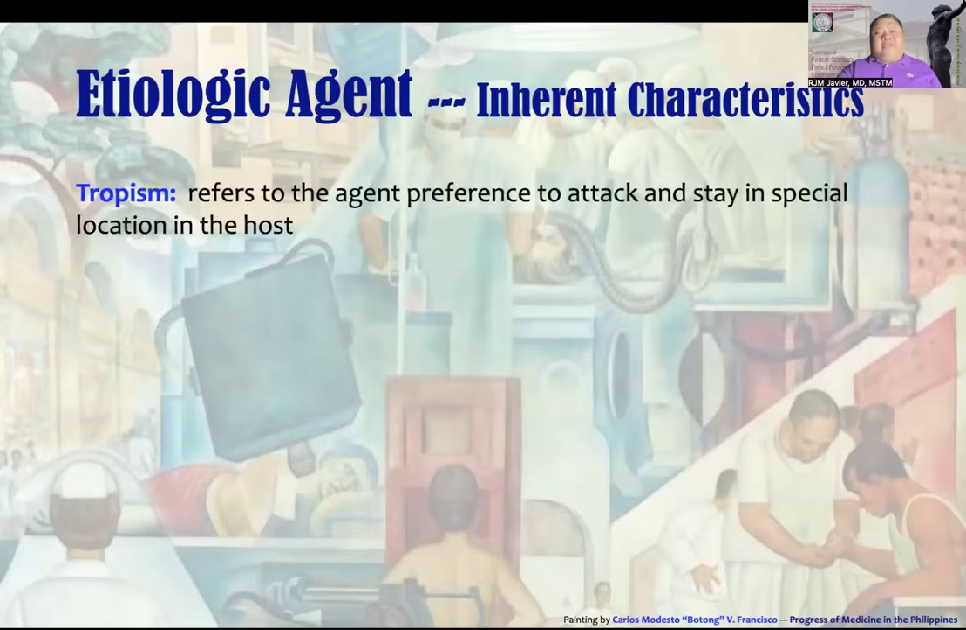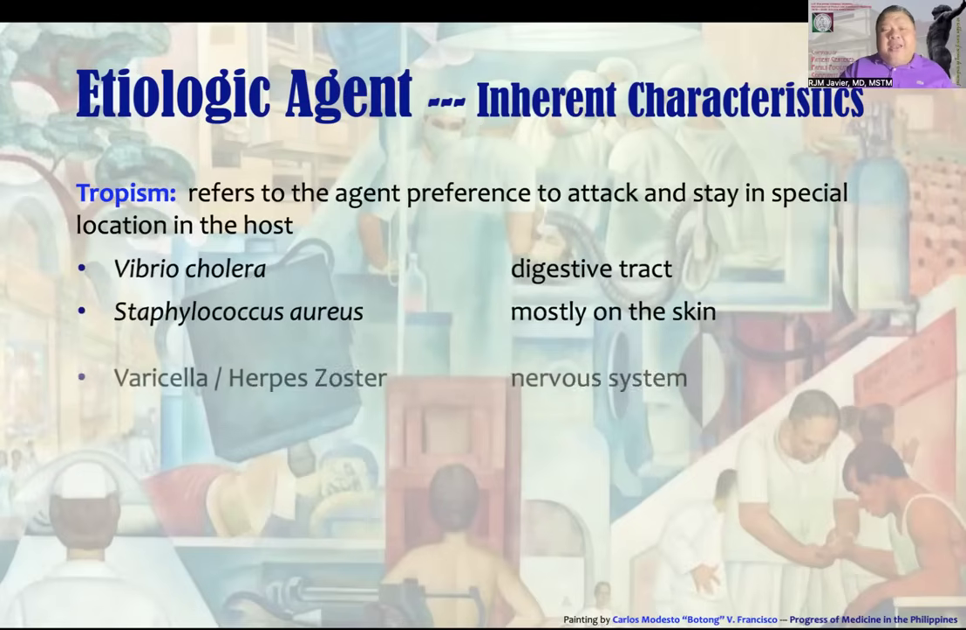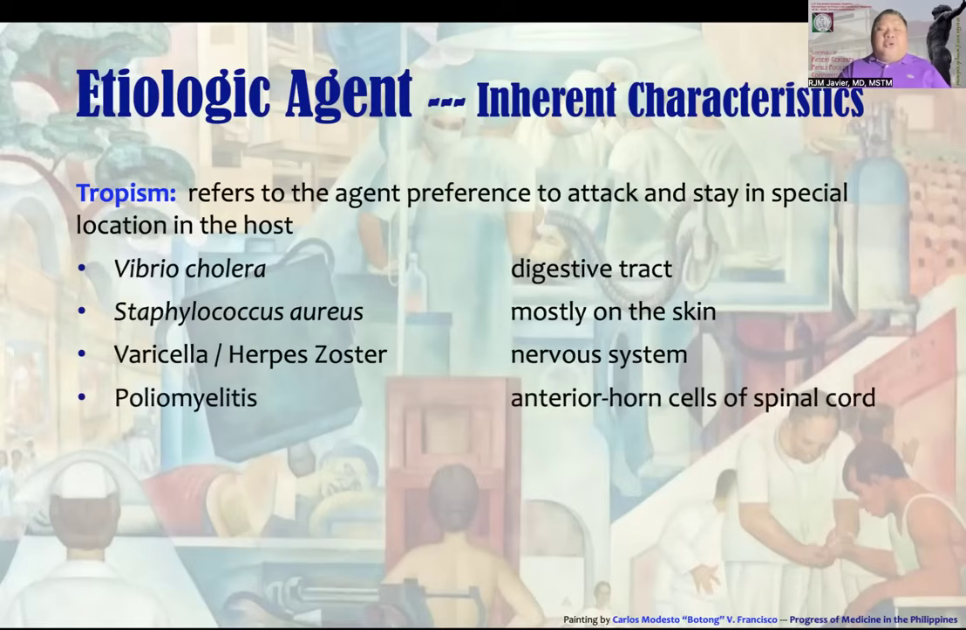Tropism refers to the agent's preference to attack and stay in a special location in the host. For example, your Vibrio cholerae is notorious for causing what we call rice water diarrhea because there is a predilection for the Vibrio to stay in the digestive tract. Your Staphylococcus aureus, which is a gram-positive bacterium, is most commonly seen on the skin. Your varicella or herpes zoster is a viral species that is known to stay dormant in the nervous system.